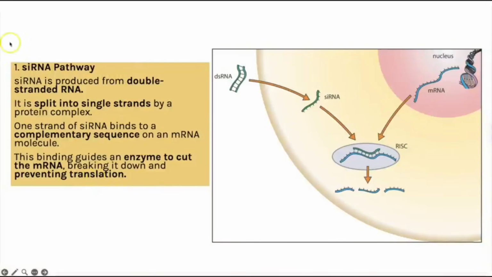The way this works then is, in terms of siRNA, which we can see here, siRNA is produced from double-stranded RNA, and it splits into a single strand. It then is going to bind to a protein to make a complex, and one strand of that siRNA will bind to a complementary sequence of mRNA that's just been transcribed. And once it's bound to the siRNA in that protein complex, that protein is actually an enzyme that can cut up the mRNA. That is the level of detail that you need to know.